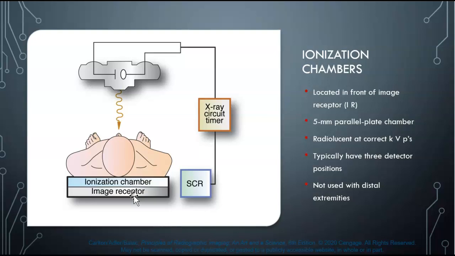Usually have 3 detectors that you can choose from, and AEC is not used with distal extremities like hands, wrists, feet, toes, ankles. Typically when you get to about the thickness of a knee, we'll start to use AEC, but you have to make sure that your anatomy completely covers the photocell you're using.